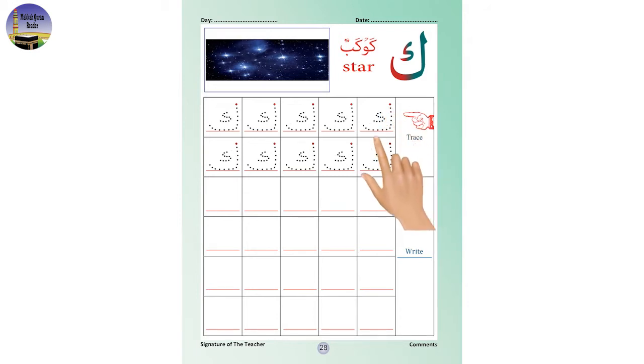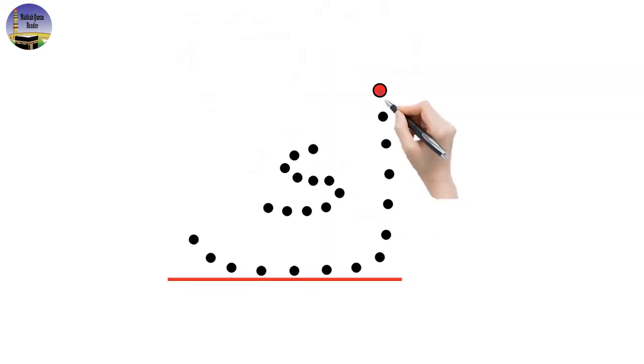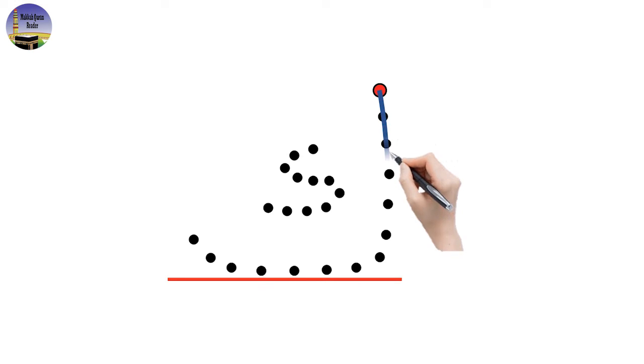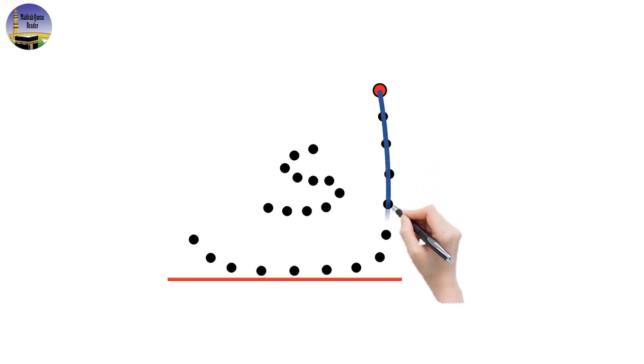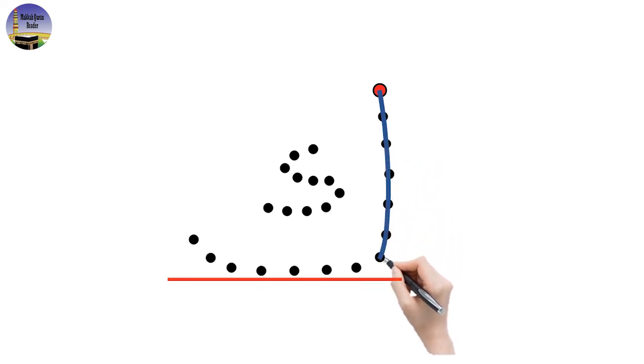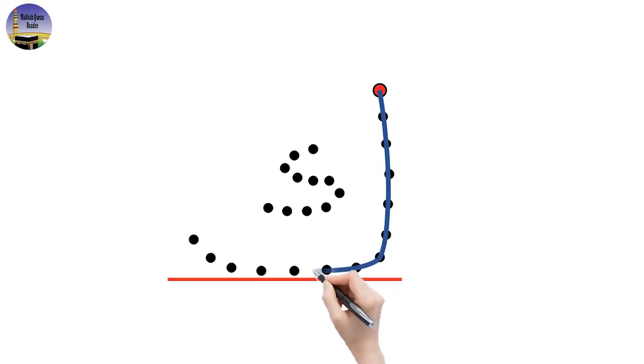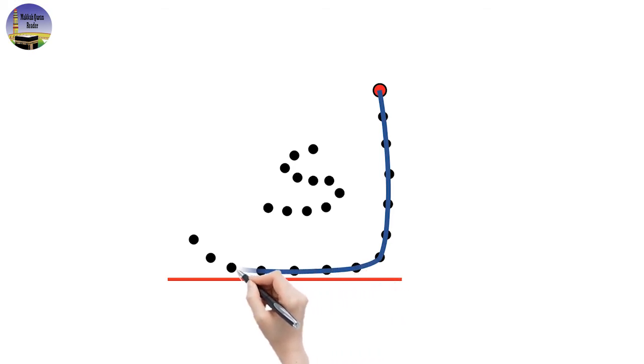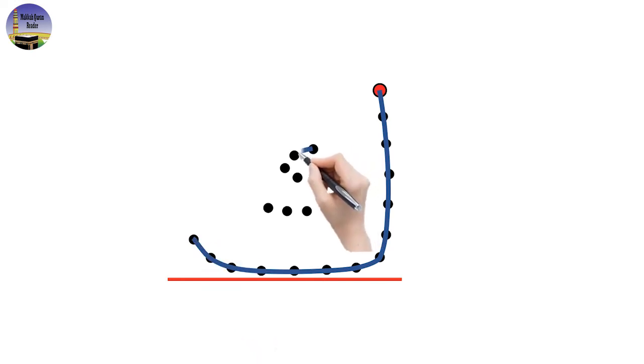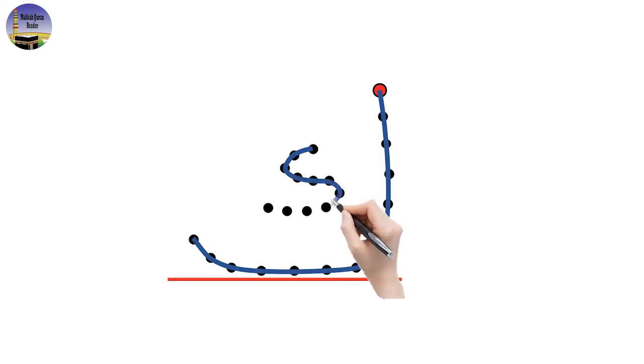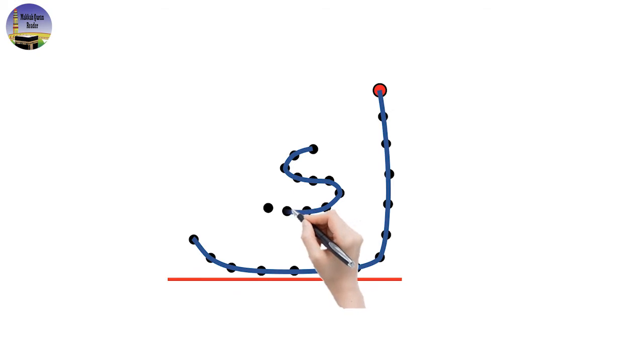First one. Start from the red dot. Go down. Touch the red line. Then go left. Make a small curve and write S in the middle. Kaf. Kaf for Kaukabun. Kaukabun means star.